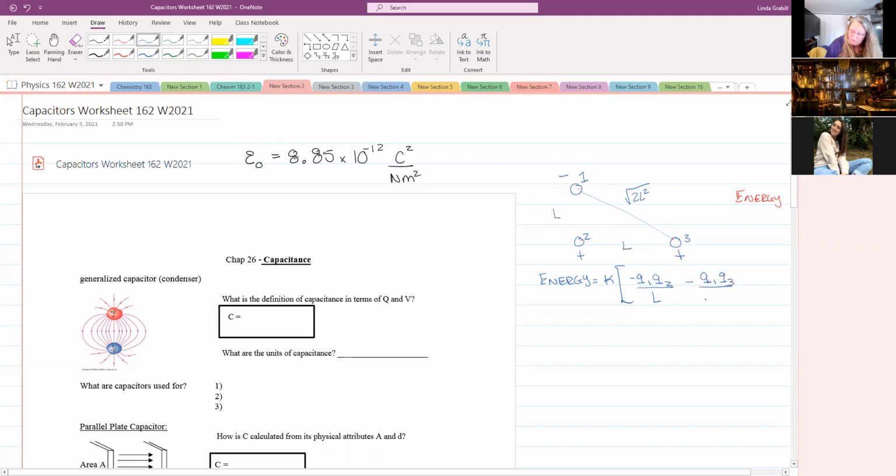I need to remember that this distance is still going to be L times the square root of 2. I'm not squaring these things anymore, so whatever my hypotenuse is, that is my distance. So I have 1 to 2, 2 to 3. Now I want to look at 3 to 2. Well, they're both positive charges, so that is a plus. So Q3 to Q2 divided by that distance, L.